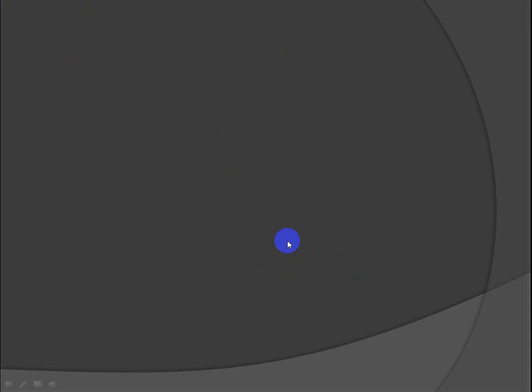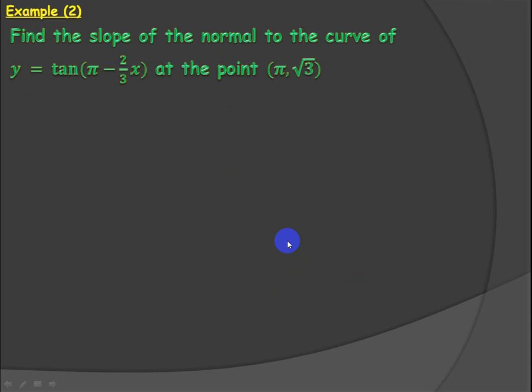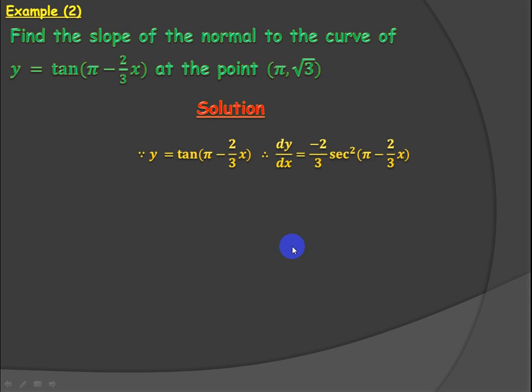Example number 2. Find the slope of the normal to the curve of the function y equals tan of (pi minus 2 over 3 x) at the point (pi, root 3). I will also get the first derivative. dy by dx equals -2 over 3 sec squared of (pi minus 2 over 3 x). By substituting x by the given point pi, you will find that the slope of the tangent to the curve equals -2 over 3 sec squared of (pi minus 2 over 3 pi).